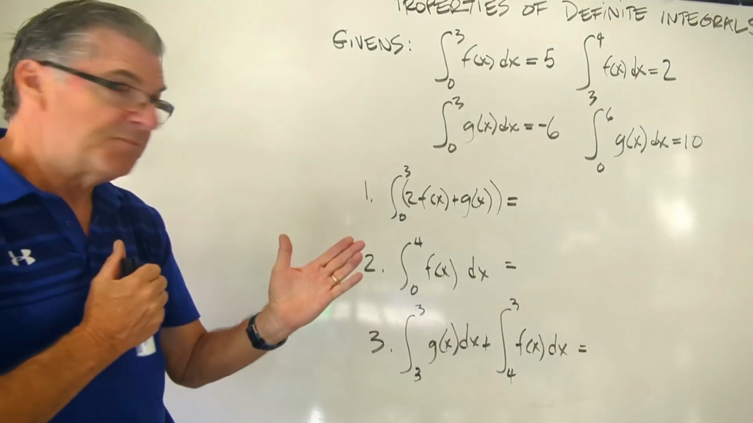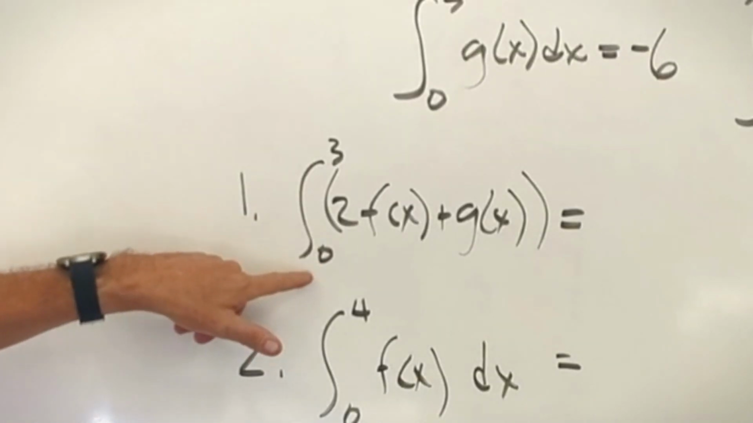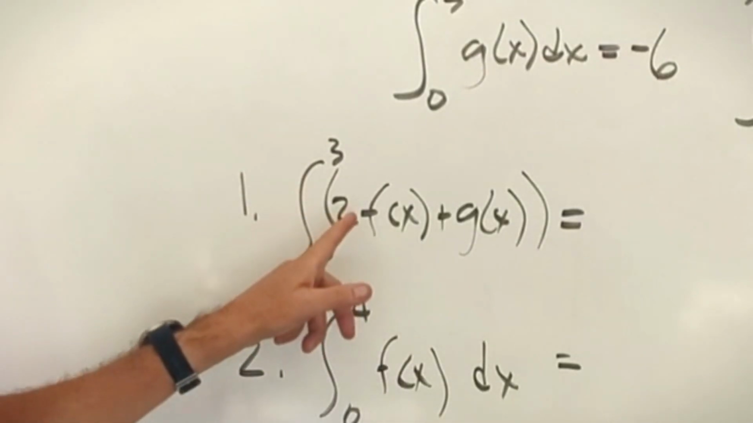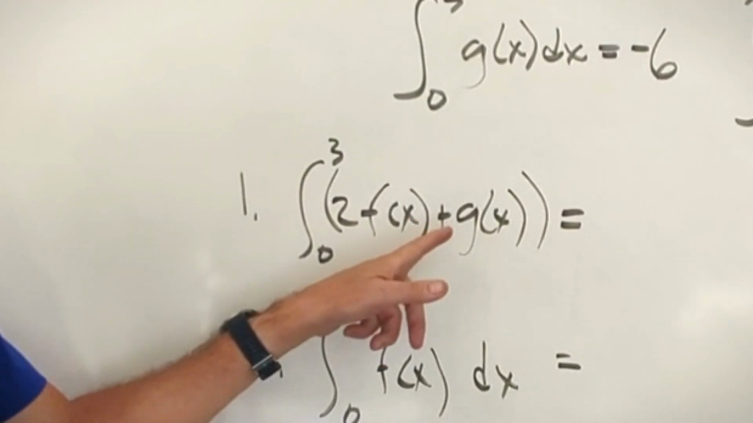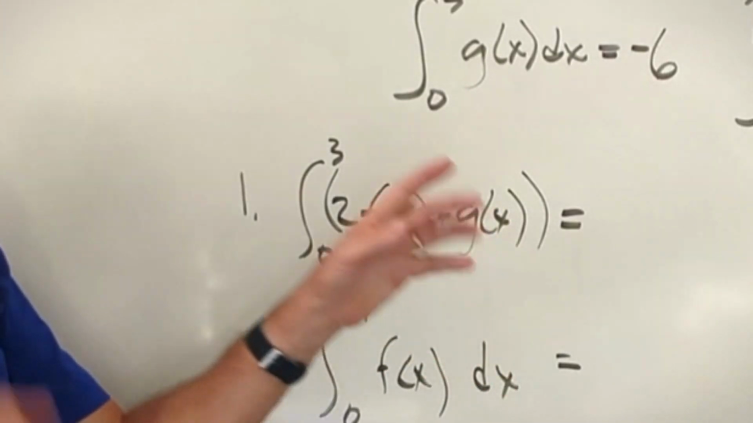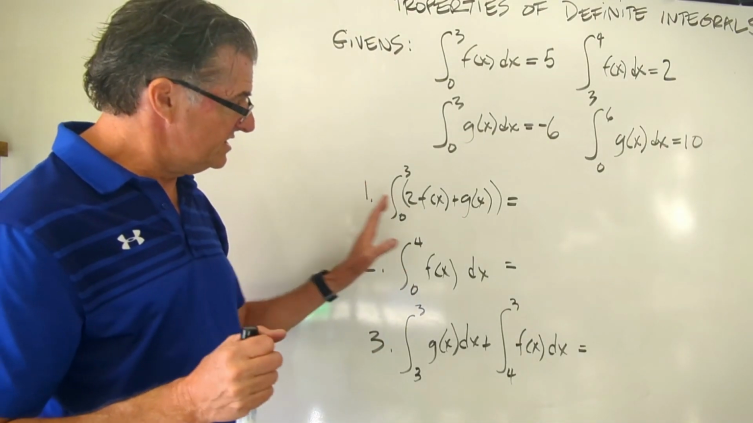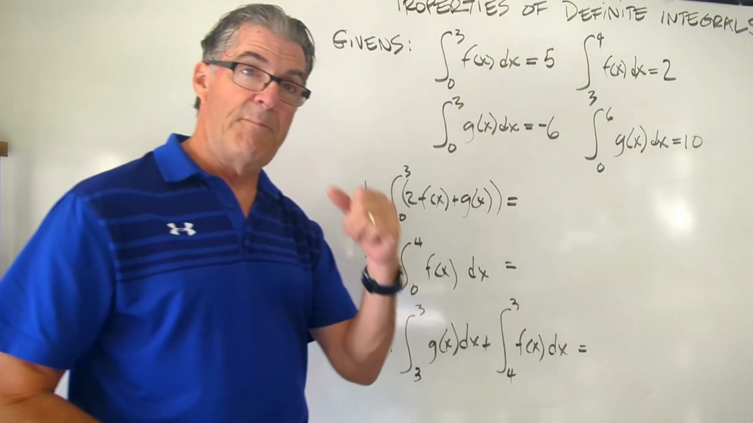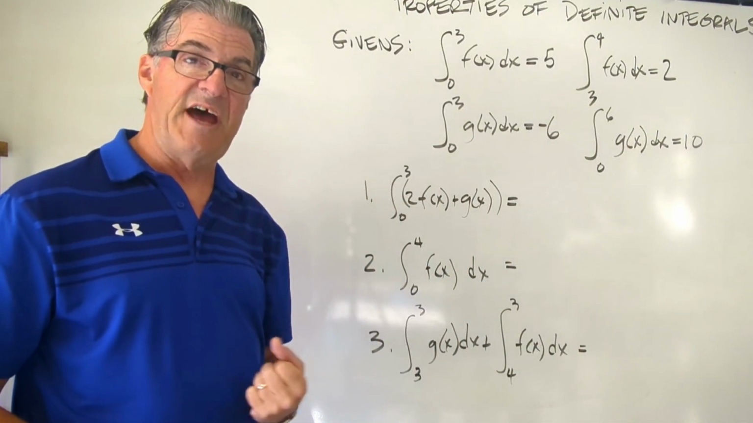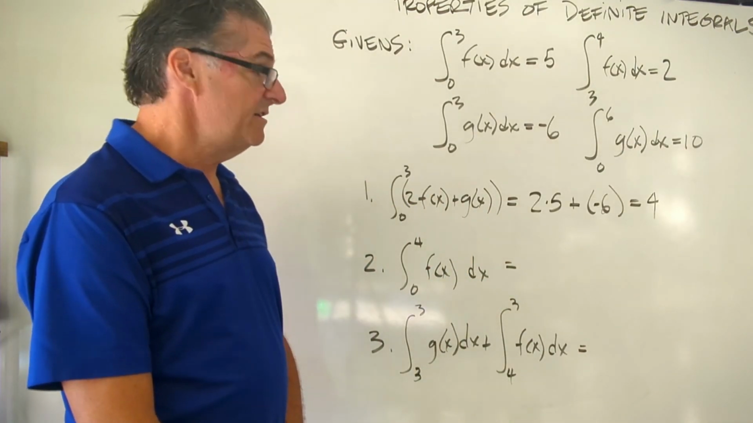Okay, first problem. The integral from 0 to 3 of 2 times f of x plus g of x. So pause the video and see if you can solve that one through. Do a plug-in step and then evaluate that to get your answer. Let's see how you did.